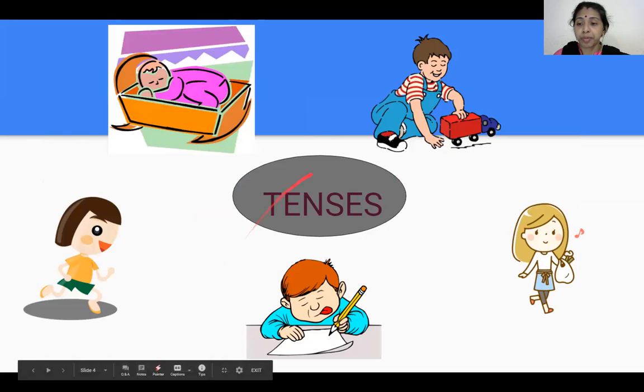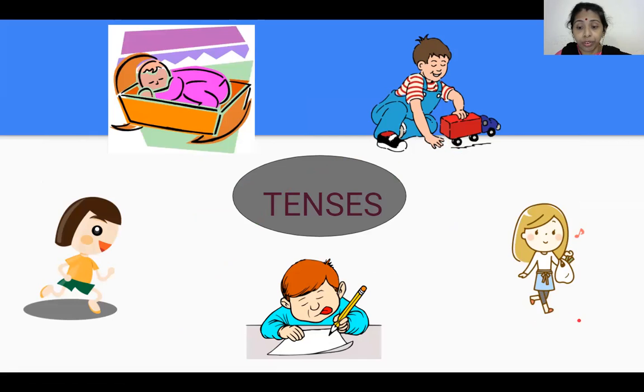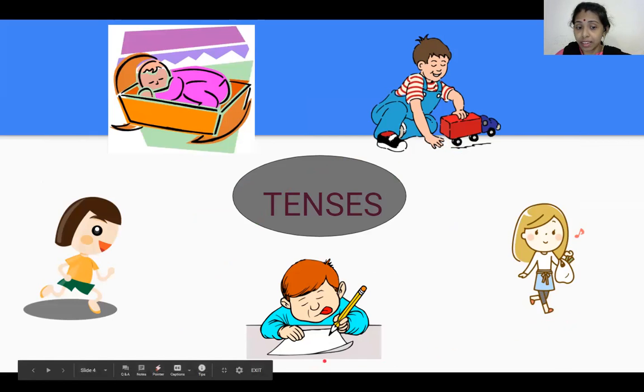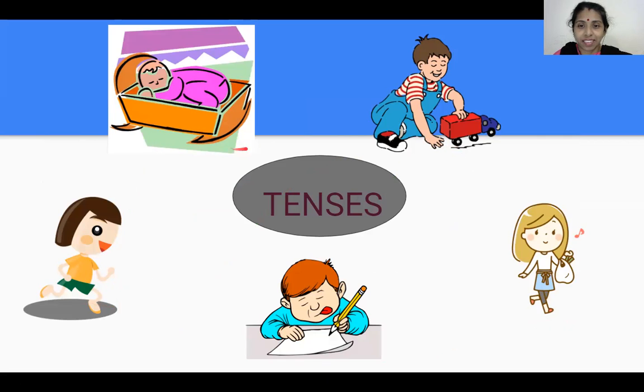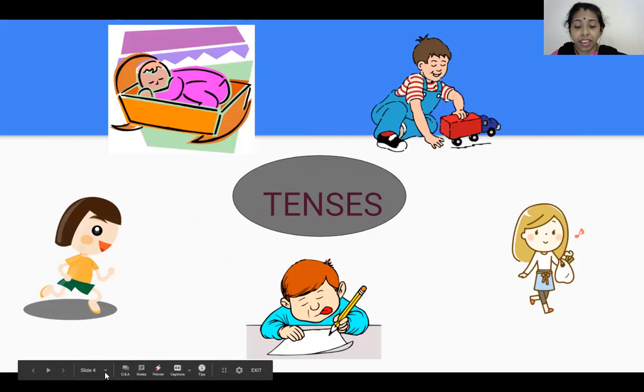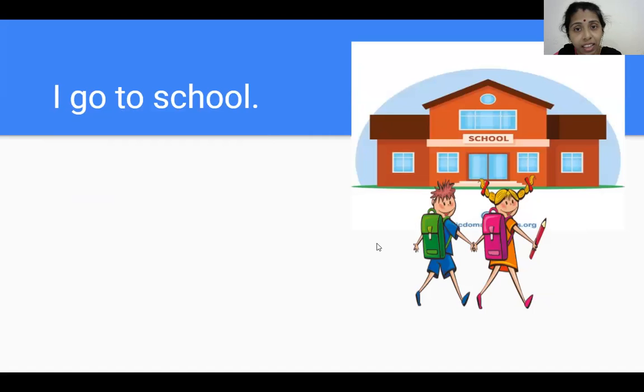Action words like play, walk, write, run, sleep, etc. Now, I will explain how tense is related with the action word or verb.